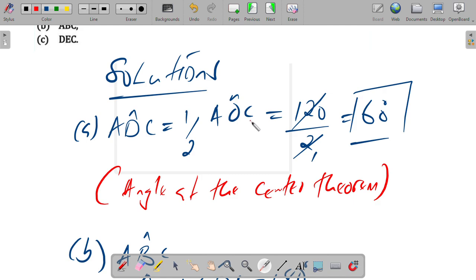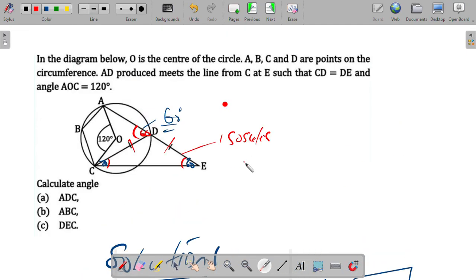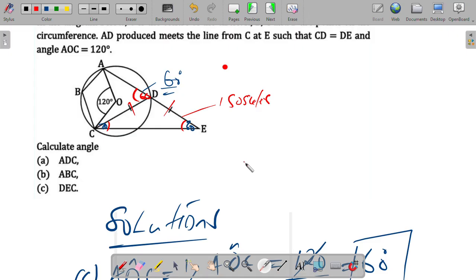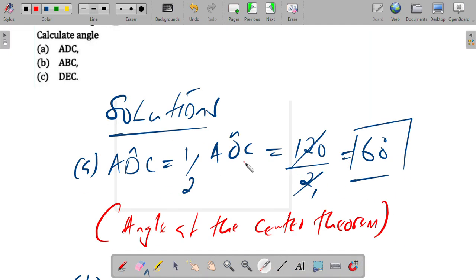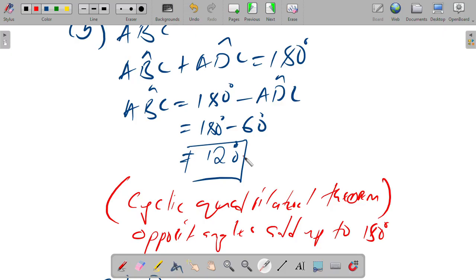So basically this is what you need to apply to solve such a question. Understand the circle theorem behind the question and apply it, and remember to show the examiner what kind of circle theorem you have applied. You're going to get full marks.